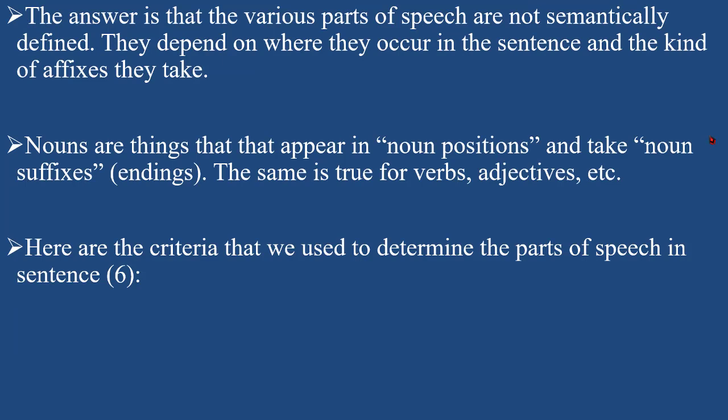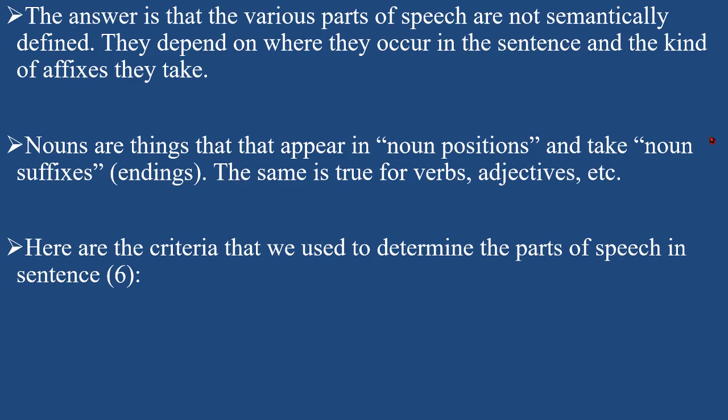So the answer is that the various parts of speech are not semantically defined. We do not depend on semantic criteria to define parts of speech, but we depend on where they occur in the sentence and the kind of affixes they take. We're talking about affixes, for example, endings. So nouns are things that appear in a noun position and take noun suffixes. Suffixes are endings. The same is true for verbs, adjectives, etc.